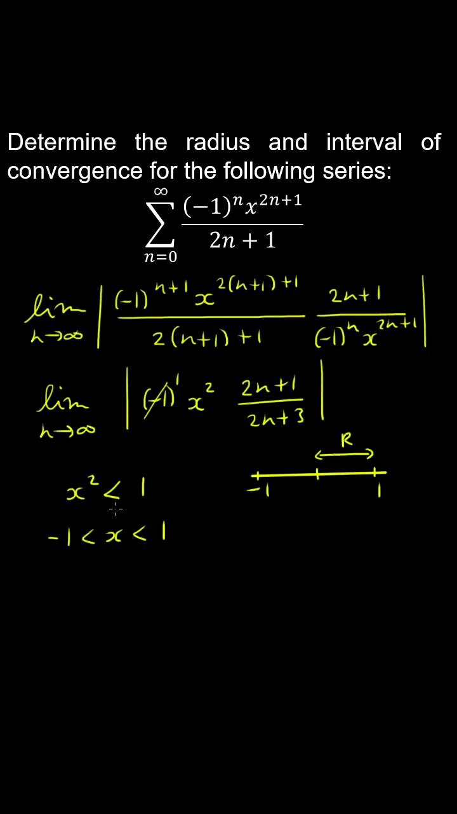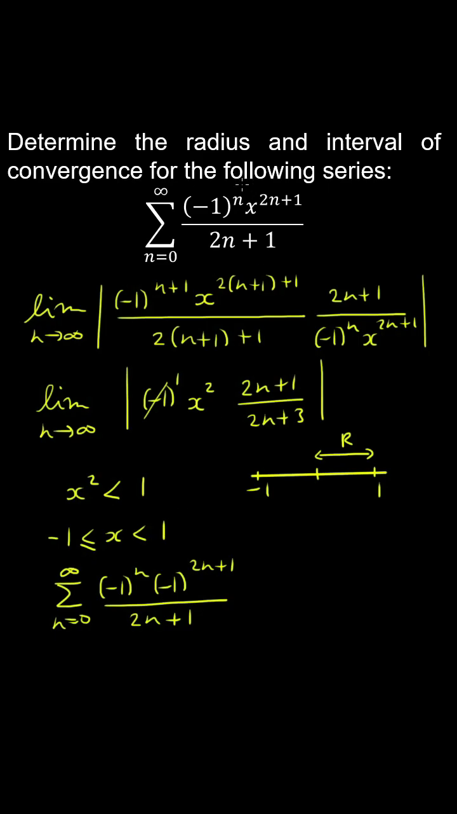So for x equals minus 1, we substitute back in the original power series. And therefore you get minus 1 to the power of 3n plus 1 in the numerator. So this is an alternating series, which satisfies the 3 conditions of the alternating series test. So the series converges at minus 1.